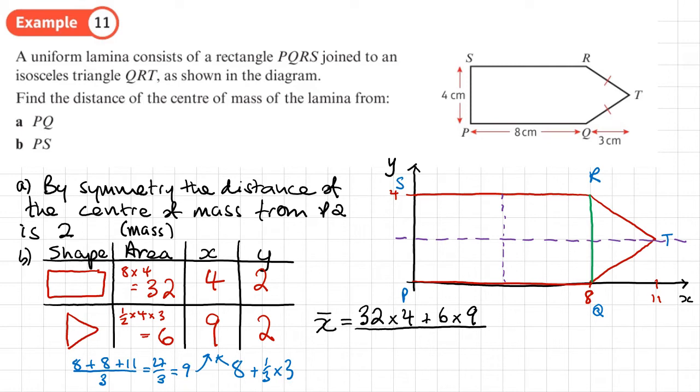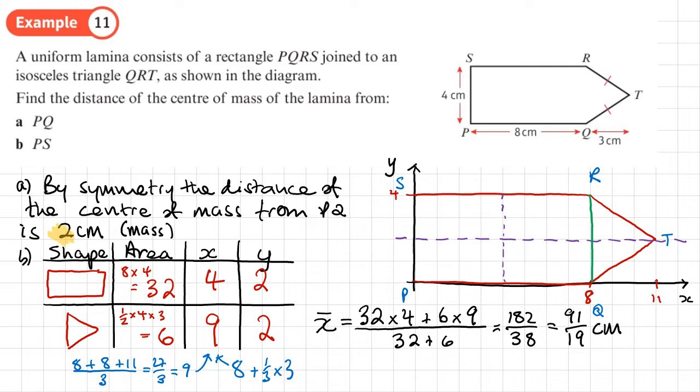So basically the area of each part of the lamina times its center of mass, divided by the total mass, which is the total area, which is 32 plus 6. So we get 182 divided by 38, which simplifies down to 91 over 19. Now if we press the S-D button, we get some long decimal, so we'll leave it in that form. So the distance from PS is going to be 91 over 19. Now these are all centimeters, aren't they? So I should put centimeters here.